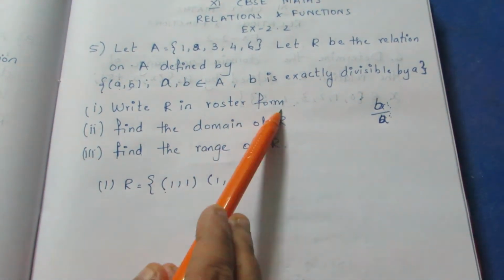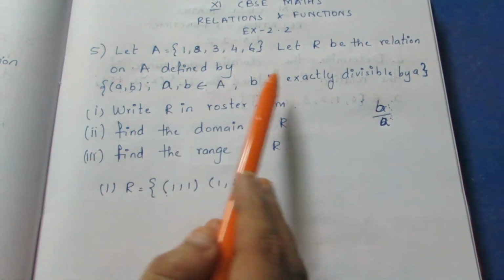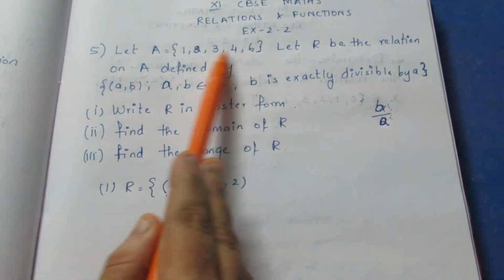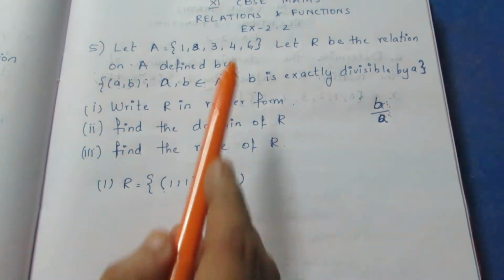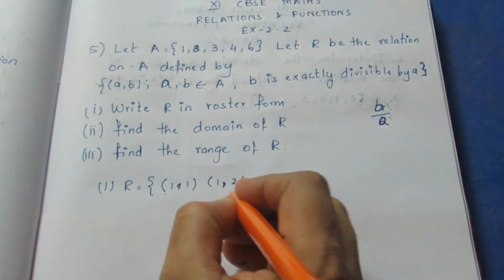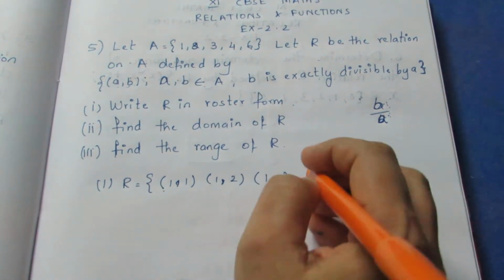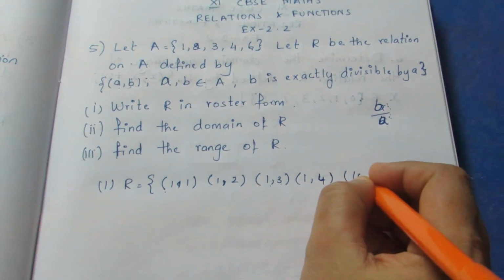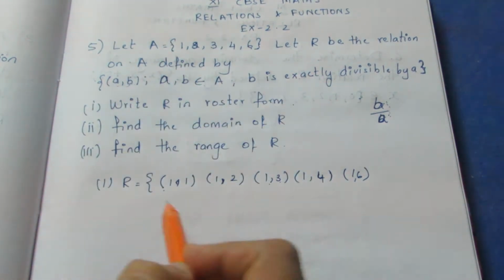So we need to write it in roster form. Here the roster form is (a, b). If I take 1, the values of b are all completely divisible by 1. So (1, 1) will be a relation, (1, 2) is a relation, (1, 3) is a relation, because 3 by 1 it is divisible. (1, 4) is a relation, (1, 6) is a relation, because any number is divisible by 1. So I have completed with 1.